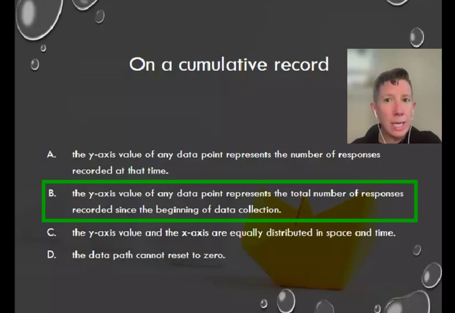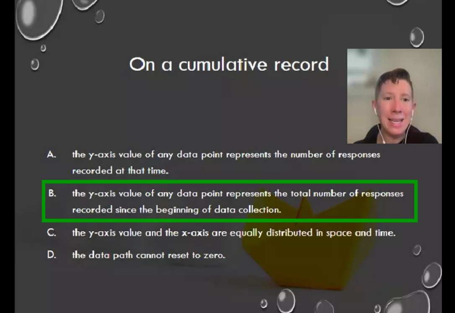I thought that the trickiest one is actually D. The data path cannot reset to 0, because most people think that on a cumulative record, it actually cannot reset to 0, and that's not true. Cumulative records often do reset to 0 if there's some change in condition. You'll see somebody drop that to 0. Also, if cumulative records pass a certain threshold on the y-axis, a lot of times they'll reset to 0 there too. It can happen. So I thought that one was the hardest one.